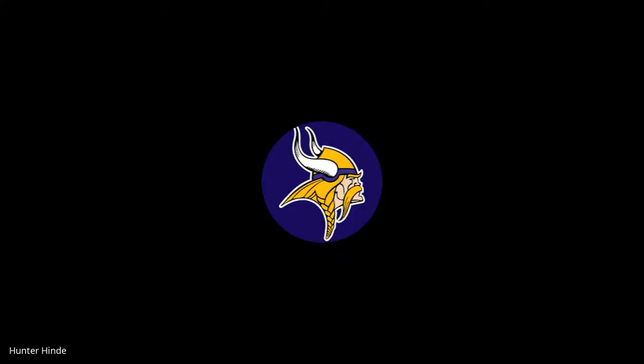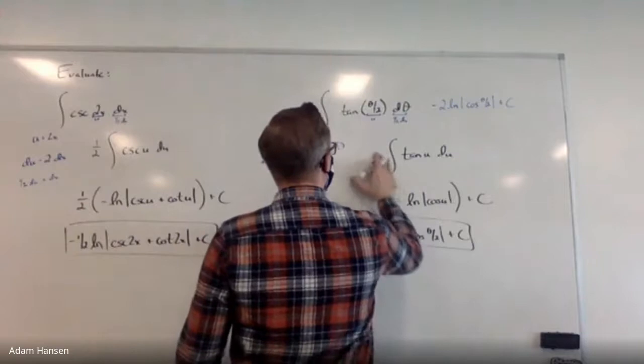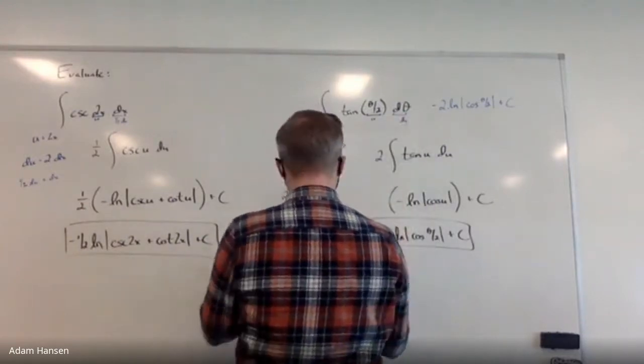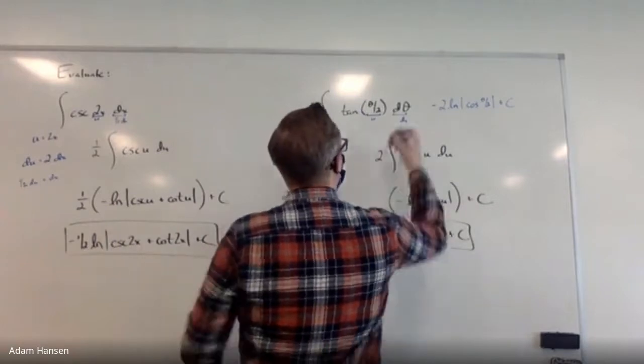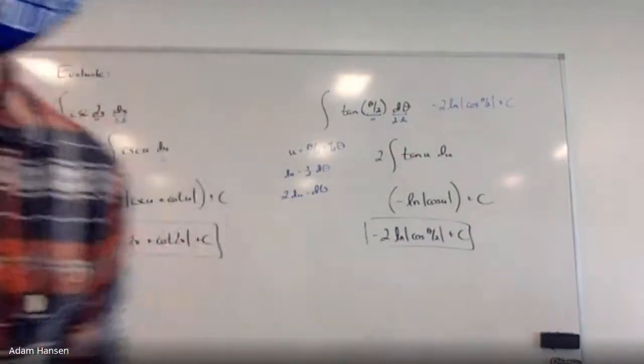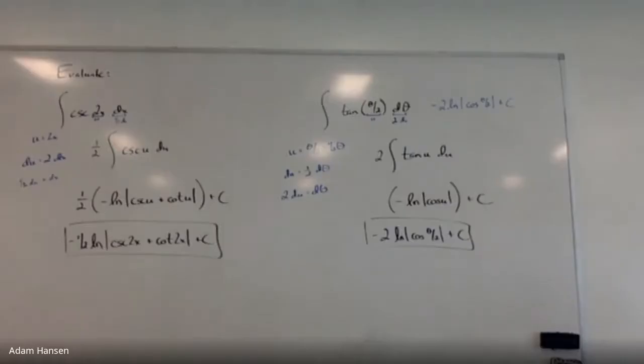Wait, wouldn't it be 2 then? Yep, I see now. This needs to be a 2 here and a 2 here. Sorry, you're right. I'm so used to putting a fraction out in front, I got tripped up there. Does that make more sense now, Caitlin? Yeah. Sorry about that. That was my bad. I see what you're going for now.